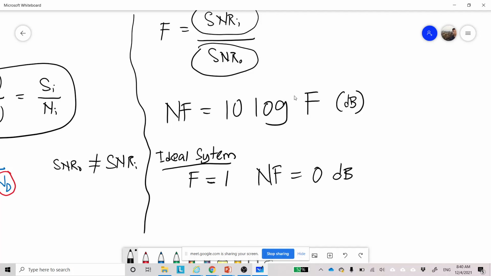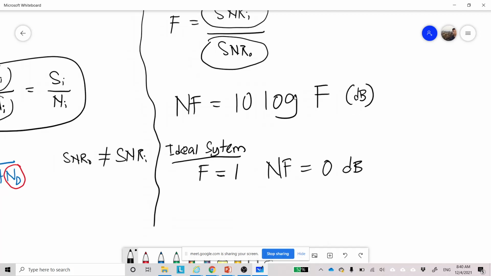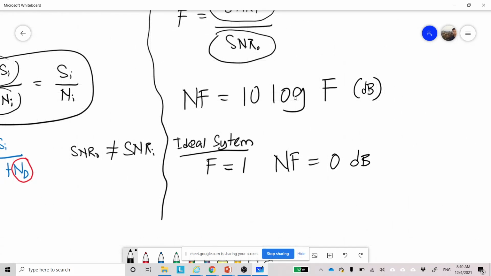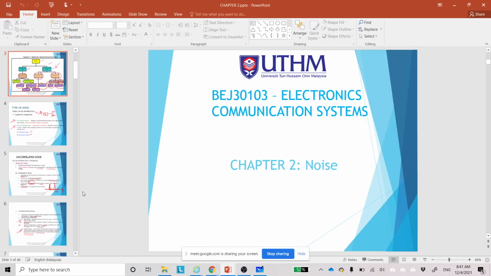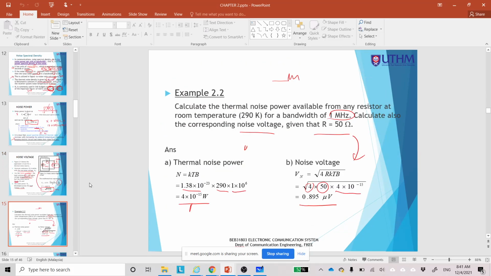Okay, kita inginkan noise factor sekecil yang mungkin menuju nilai 1, and we want the noise figure to be close to 0 dB as possible, if possible. So itulah yang terbaik. Okay, and then I will continue with the next chapter, with the next topic.